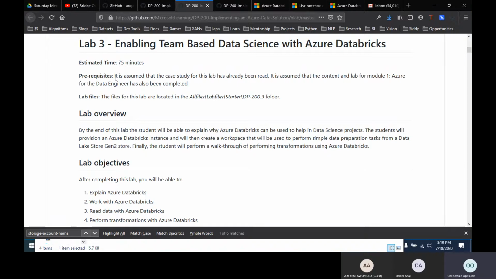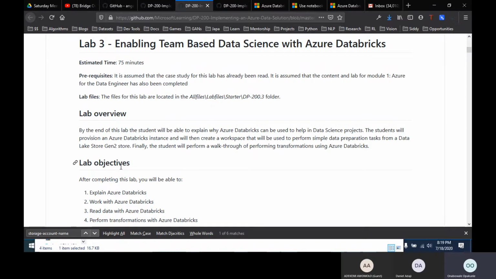So we've already covered these prerequisites. We've read the case study for the lab. And we've also, based on what we've done so far in the past week, basically covered what data engineers do. If you're looking for the file folder and you can't download it, you can find it in the one I shared on my Google Drive.